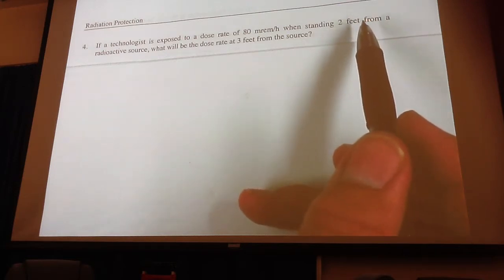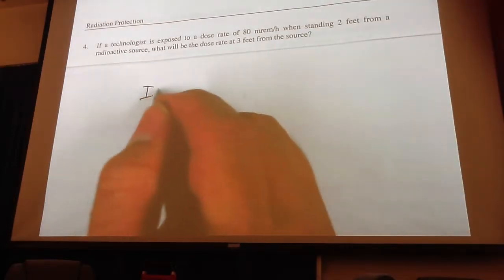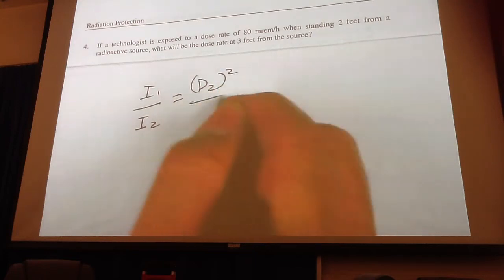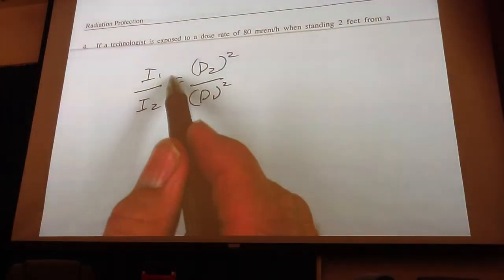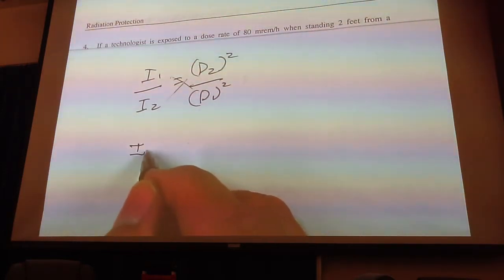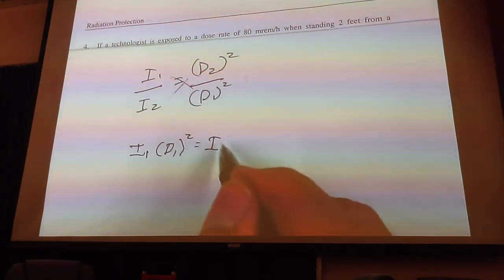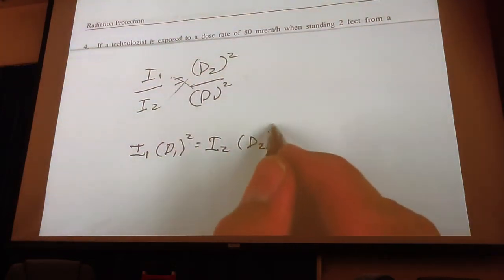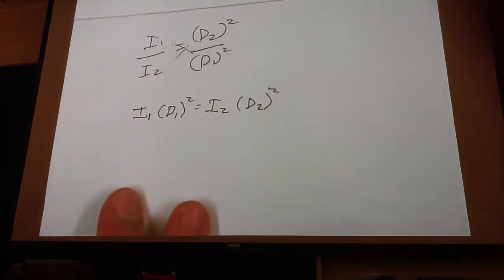Where most people have a problem is that they forget to square the distance. And I told you before we had a relationship of I1 over I2 is equal to D2 squared over D1 squared. Anytime you have a proportion like that, you cross multiply, right? So the easier way to do this is to put this as I1 D1 squared is equal to I2 D2 squared. I don't know why people bother to set it up like that. Sometimes they have old distance, new distance, or new intensity, old intensity. It doesn't make any sense.